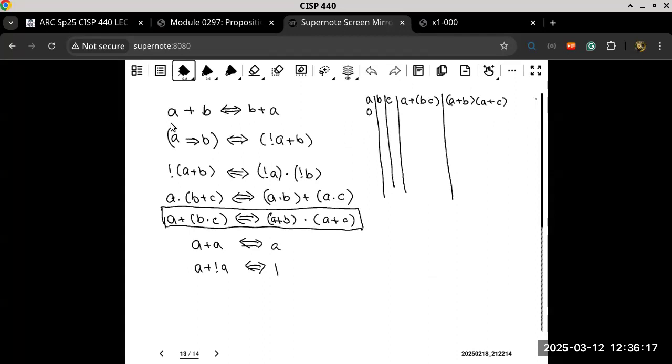So when A is false, false, false, false, true, true, true, true, B can be true, false, false, true, true, false, false, true, true. When A, B are in a particular configuration, C can be false, true, false, true, false, true, false, true. There we go. And if you are taking CISP 310 and you go like, oh, that looks like a binary number counting from 0 to 7, you would have been correct.